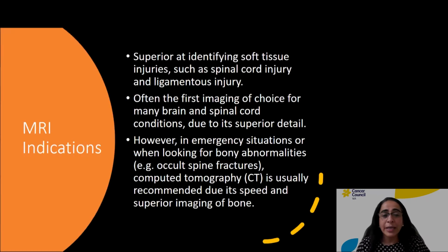MRI is superior at identifying soft tissue injuries such as spinal cord injury and ligamentous injury. It is the imaging modality of choice for many brain and spinal cord conditions because of the superior detail. However, in emergency situations where we're looking for bony abnormalities or occult spine fractures, CT is usually recommended due to its speed and superior imaging of bone.